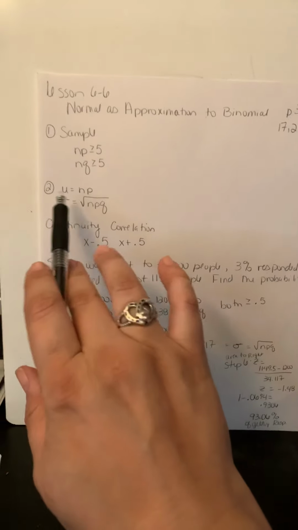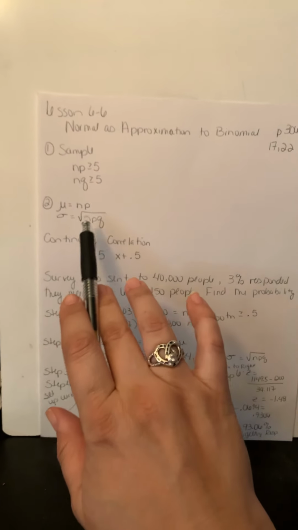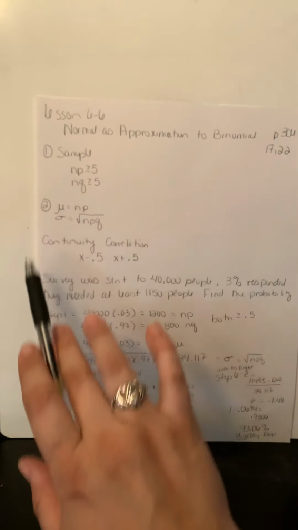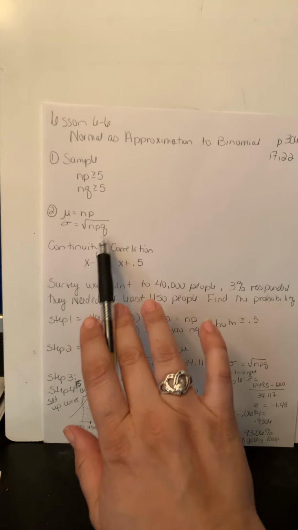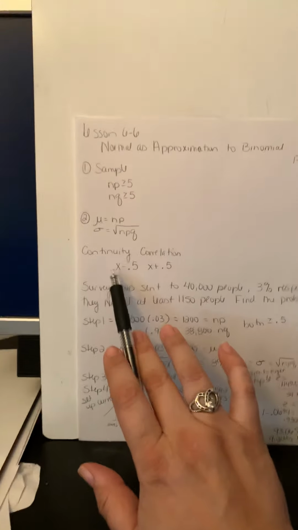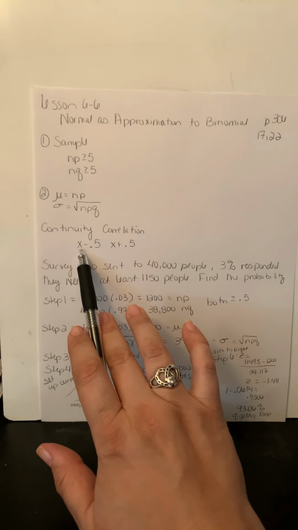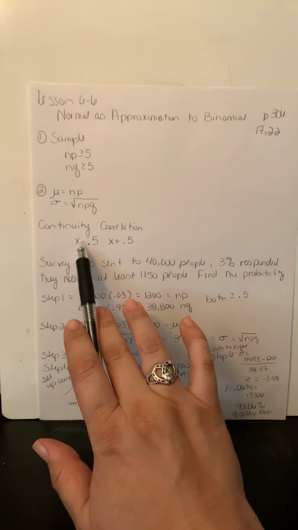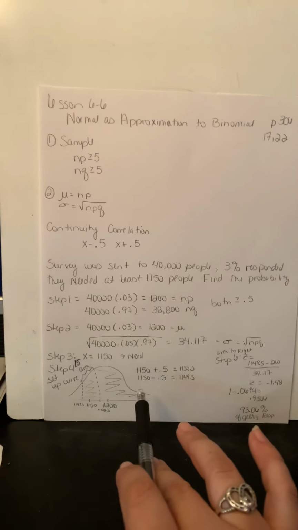Your second step, there's your mu, which has to be n times p. Your sigma, or your standard deviation, is the square root of n times p times q. Continuity correction: you're going to take whatever your x amount is, whatever your total number of whatever you're testing, minus 0.5, and then you're going to add 0.5. And I'll show you how to do that here in just a second when we get down to the problem.